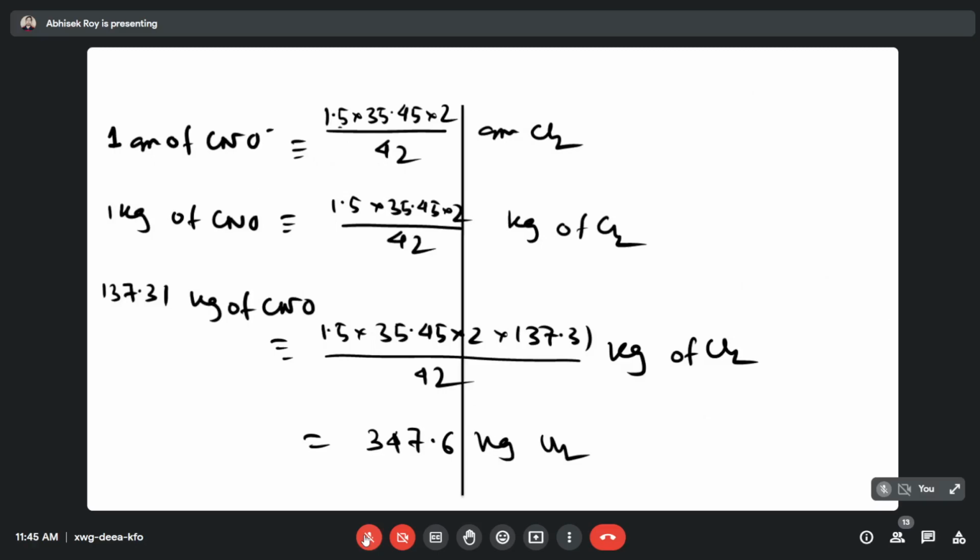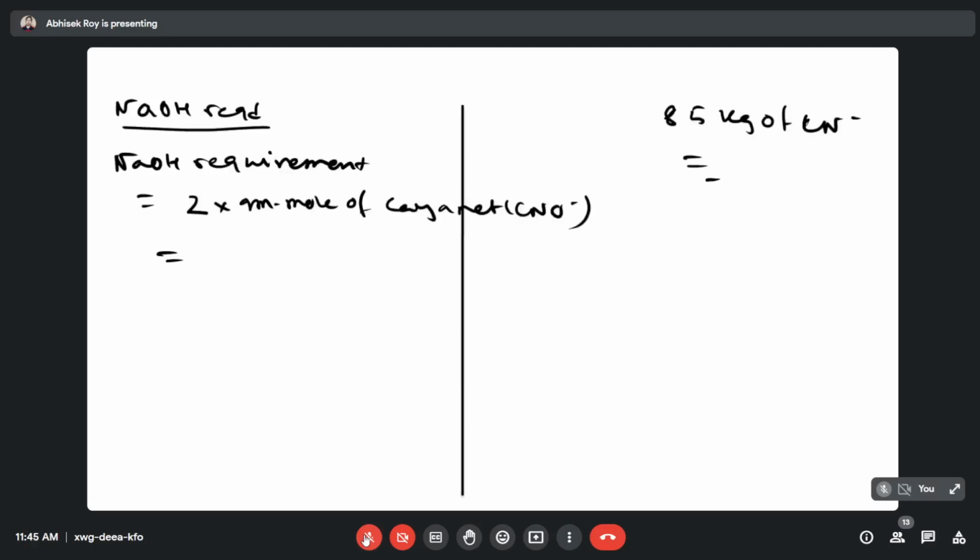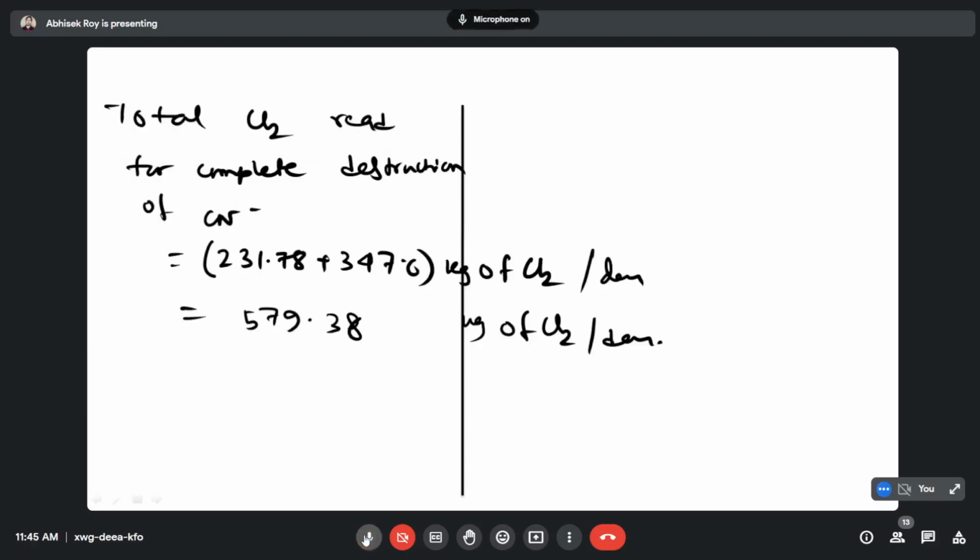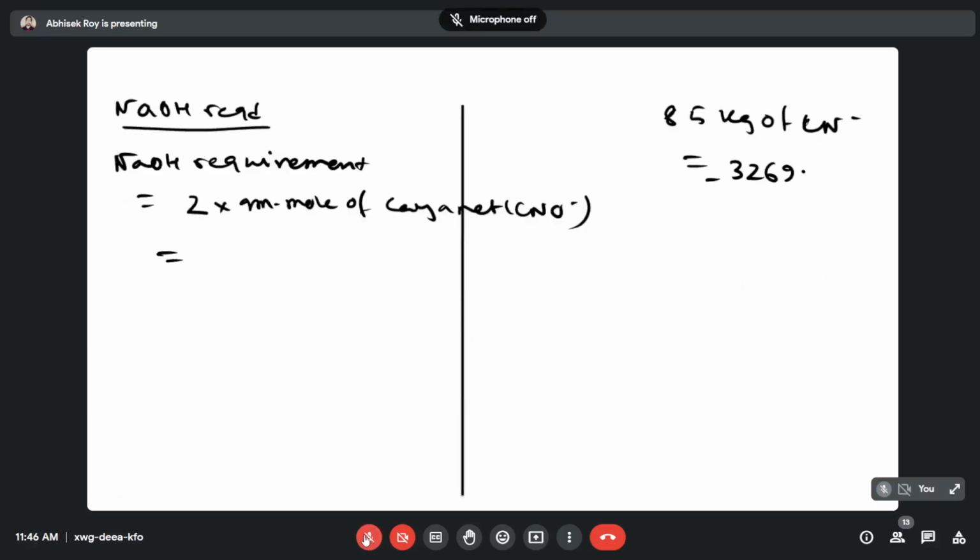85 kg of CN means 3269 কত ছিল বলো, 3269.23 না পয়েন্ট কত ছিল? 3269.23 that much gram mole of CNO ছিল। তাহলে 2 into এই 3269.23 এত গ্রাম মোল আমার NaOH লাগবে, so this much gram mole.